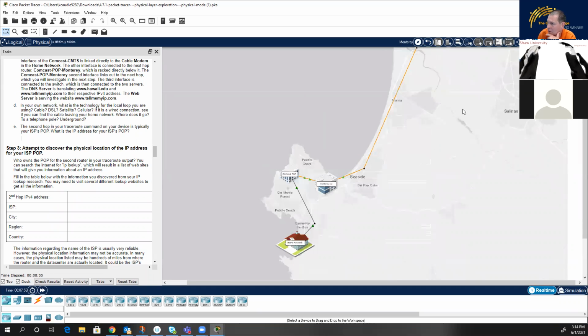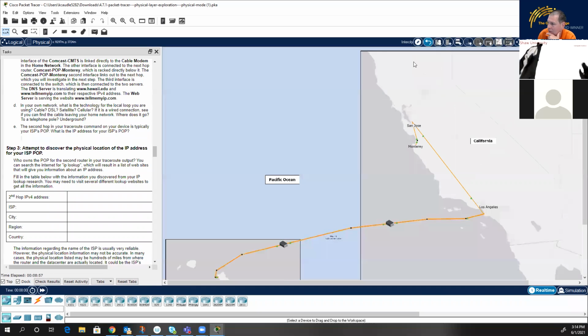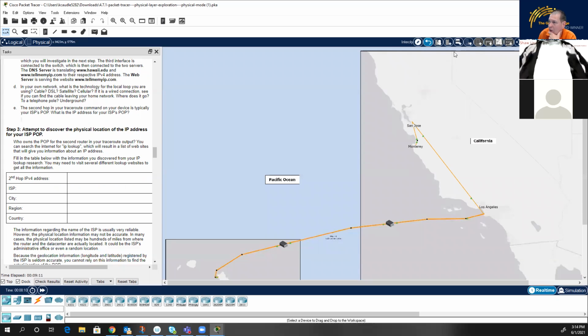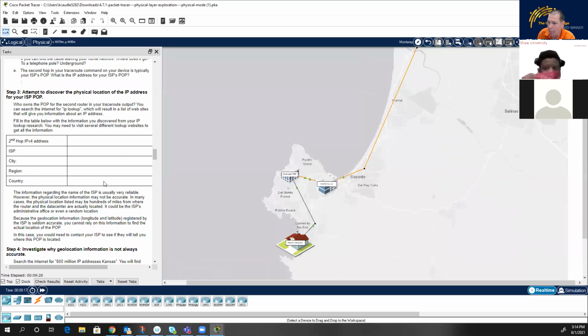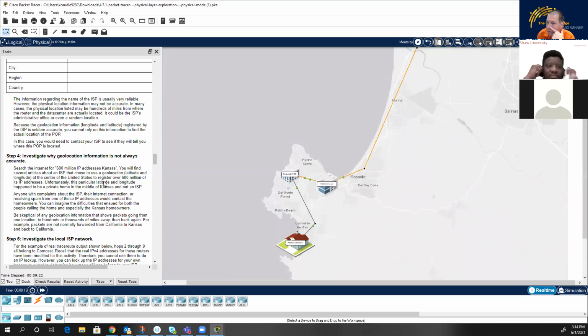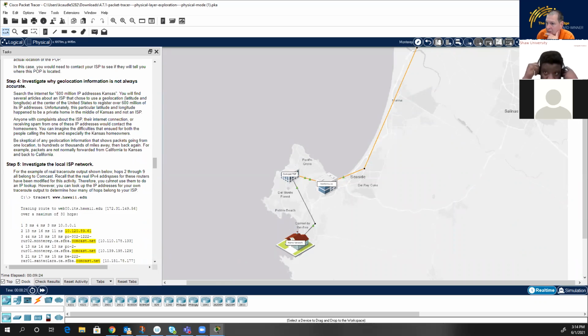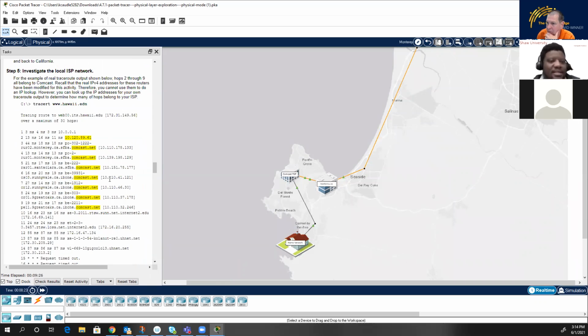And you can even go up here, and this goes up. It shows you how it goes all the way up to San Jose, down to Los Angeles, this underground cable, which is a submarine cable, which takes you all the way to hawaii.edu. And that's really all they're wanting you to be able to see, is that these are the different pieces of just a home office. So it's very interesting that they've got you doing this.